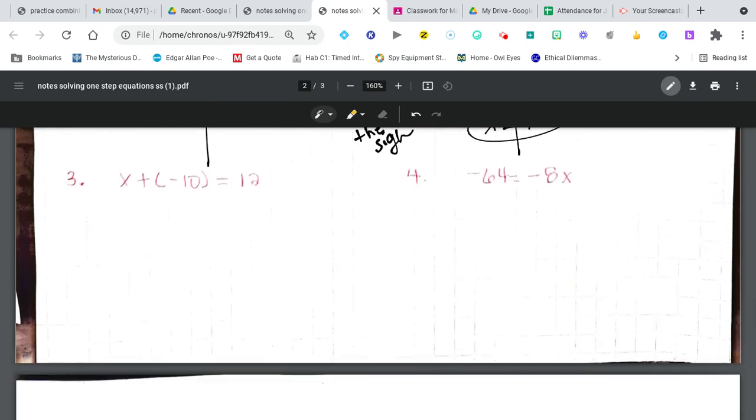All right, 3. You have x plus negative 10 equals to 12. Well, x plus negative 10 is just the same as a negative. You don't even worry about trying to rewrite this. It's the same as negative 10. So what I want to do, I realize that negative 10 is not attached. So all I do is change the sign.